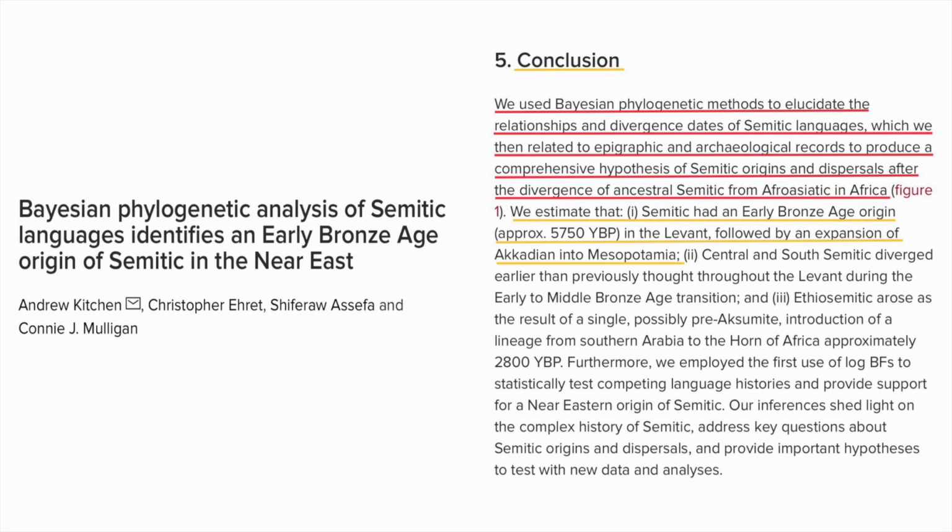According to the genetic paper titled Bayesian Phylogenetic Analysis of Semitic Languages Identifies an Early Bronze Age Origin of Semitic in the Near East, it reads, "We estimate that Semitic had an early Bronze Age origin, approximately 5,750 years before present, in the Levant, followed by an expansion of Akkadian into Mesopotamia."